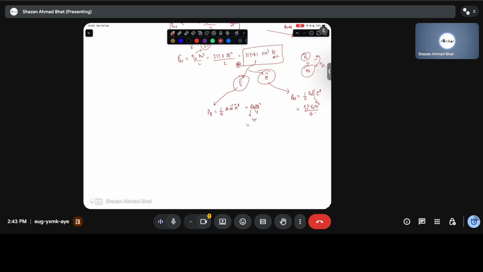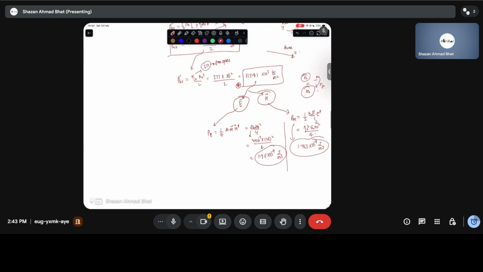Mu naught is basically 4 pi 10 to the power minus 7, and then you are going to use 25 square divided by 4. So the value you are getting is 1.96 into 10 to the power minus 4 joule per meter cube, and this will be 1.963 into 10 to the power minus 4 joule per meter cube. Okay, you can then convert the values, but you see that half of the power is contained in the electric field and half of it is contained in the magnetic field.